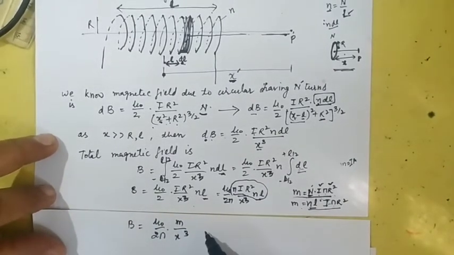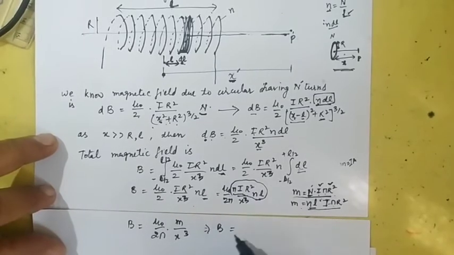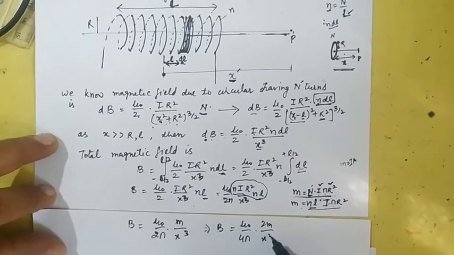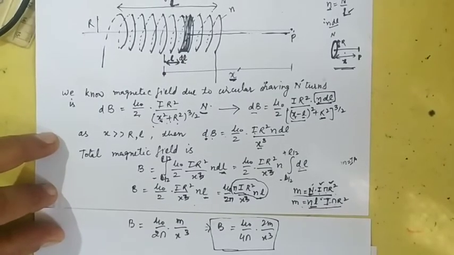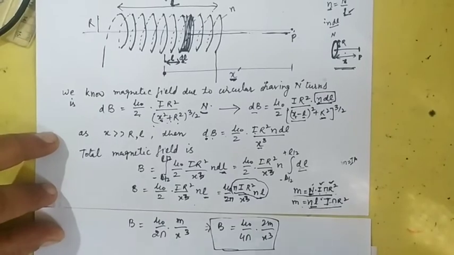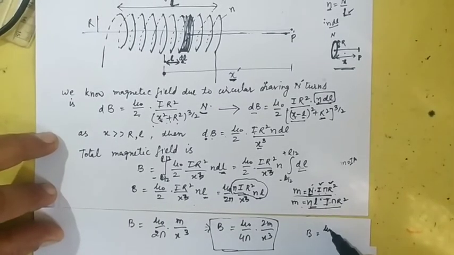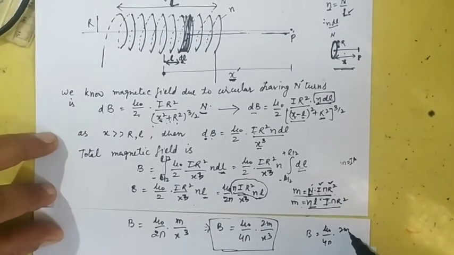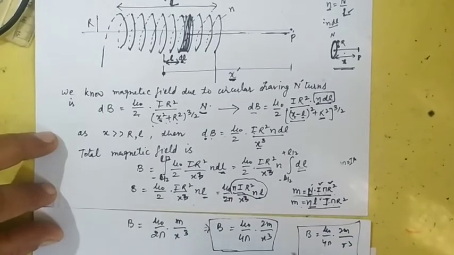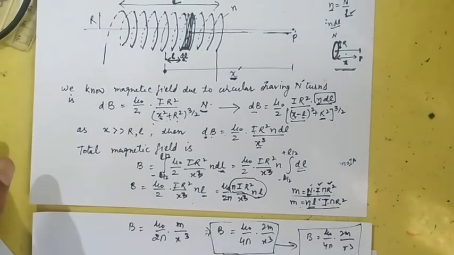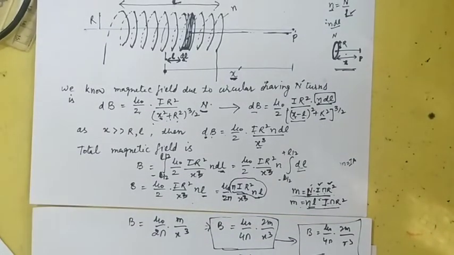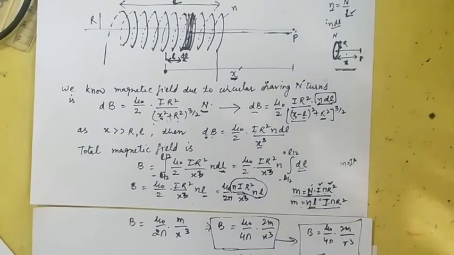If you multiply with 2, then what we get is magnetic field equal to mu naught upon 4 pi, 2m divided by x cube. This is similar to the magnetic field produced by a bar magnet on the axial line when point P is very far away. That is, B is equal to mu naught upon 4 pi, 2m divided by r cube. So that is the same as compared to this much. So we can say that the solenoid behaves like a bar magnet, or a bar magnet can be replaced with a solenoid.